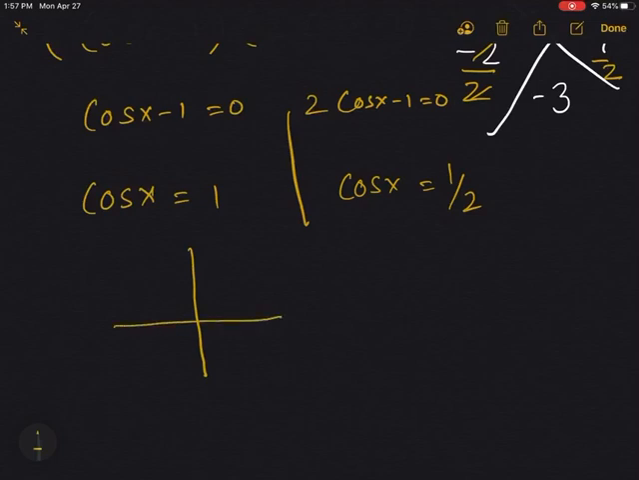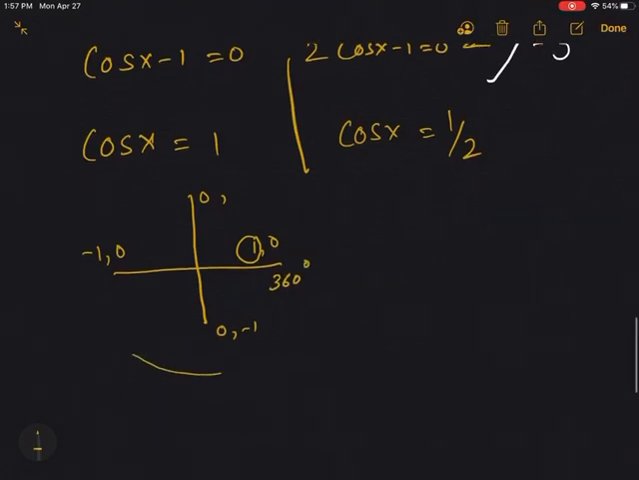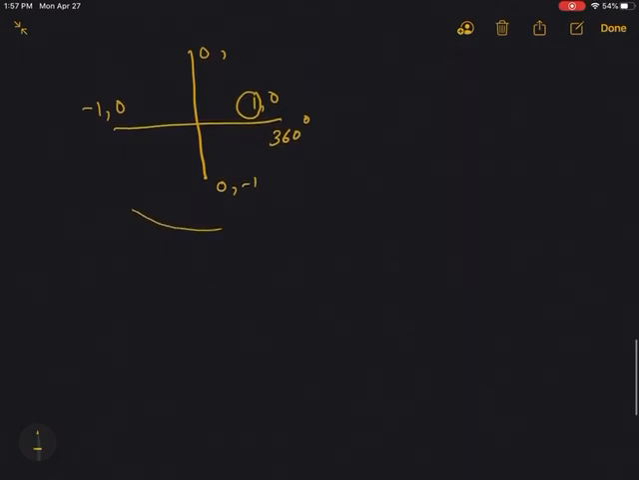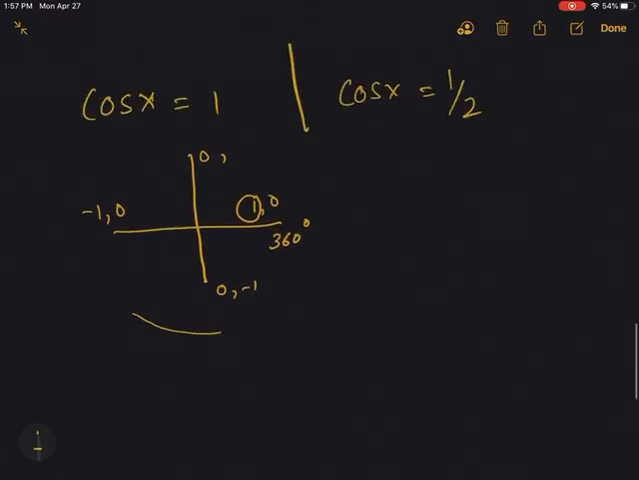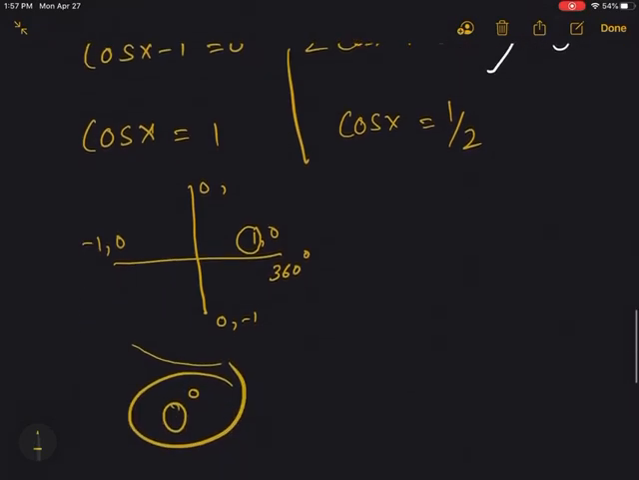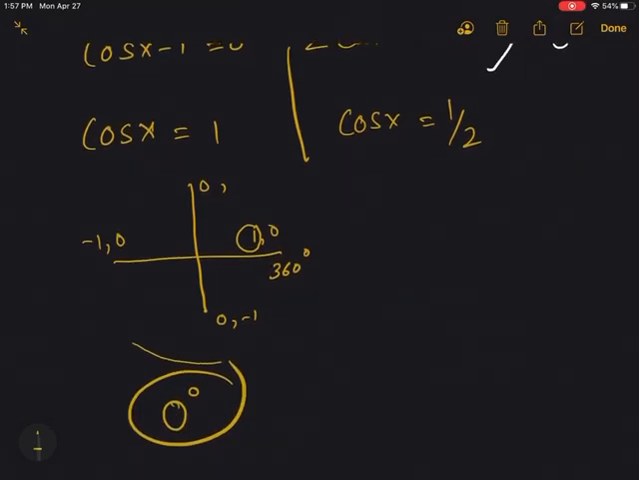So try recalling 1, 0, 0, 1, negative 1, 0, 0, negative 1. First number cosine, second sine. Cosine is 1 at 0 degrees, and 360. But since based on the interval, 360 is not acceptable, my only answer for this factor would be 0 degrees so far. Second one, cosine is 1/2. Cosine is 1/2 at 60 degrees.